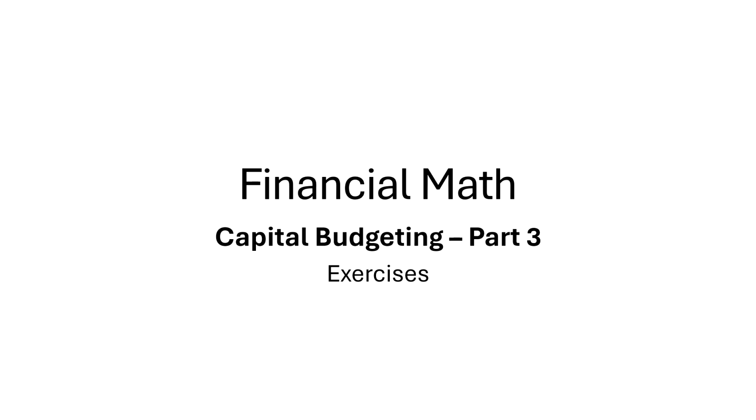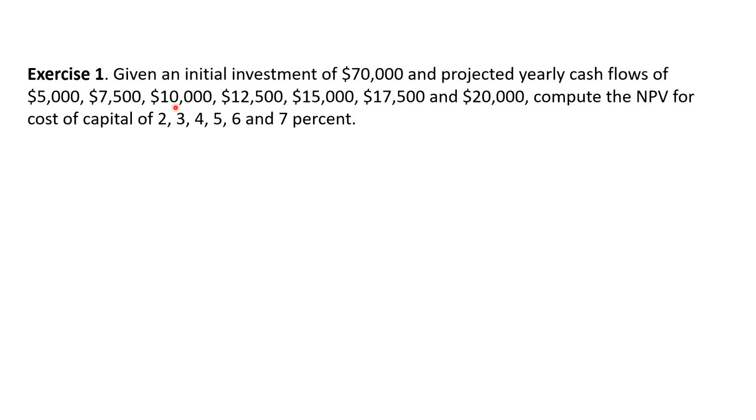This lesson has several exercises related to the previous two lessons on capital budgeting. Here's our first problem. Given an initial investment of $70,000 and projected yearly cash flows of $5,000, $7,500, $10,000, $12,500, $15,000, $17,500, and $20,000, compute the NPV for rates of return, cost of capital, of 2, 3, 4, 5, 6, and 7%. I'll show you the answer on the next slide.